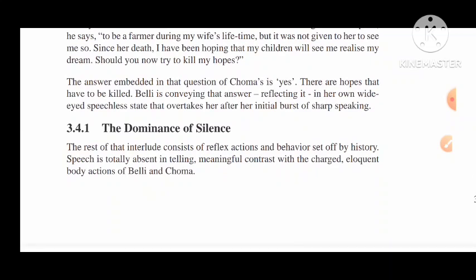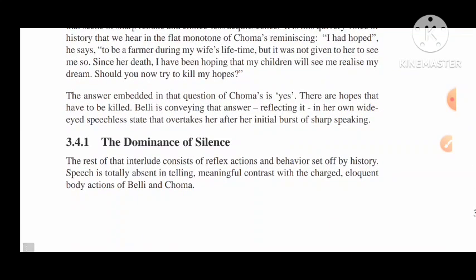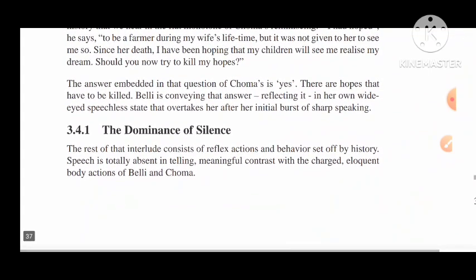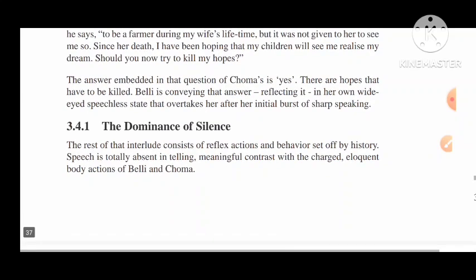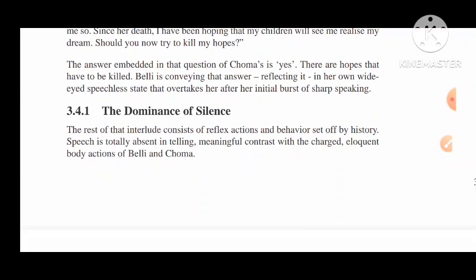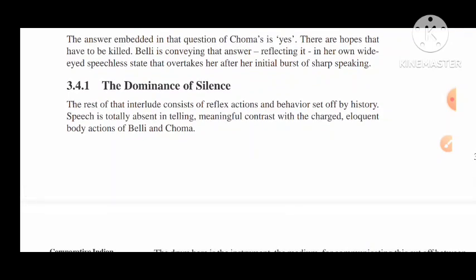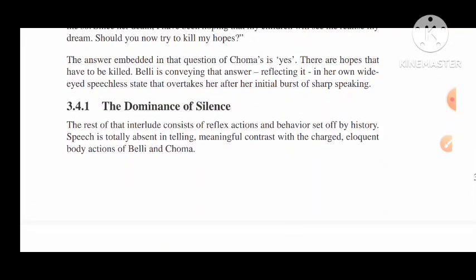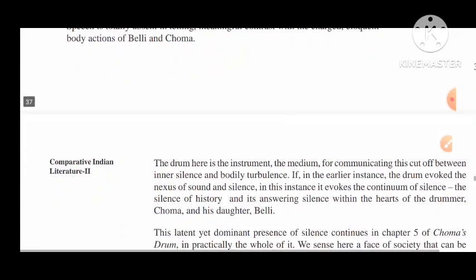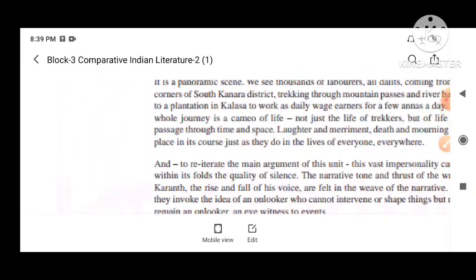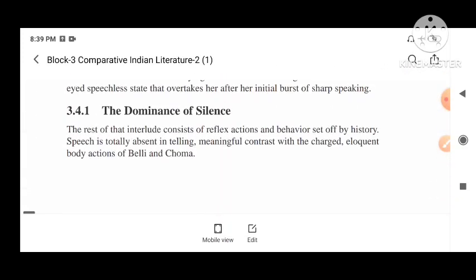So, since her death, I have been hoping that my children will see me realize my dream. Should you now try to kill my hopes? The answer embedded in that question of Choma's is yes. There are hopes that have to be killed. Belli is conveying that answer, reflecting it in her own wide-eyed, speechless state that overtakes her after her initial burst of sharp speaking. Then we will go to the dominance of silence, that is 3.4.1. So we will go to the dominance of silence.